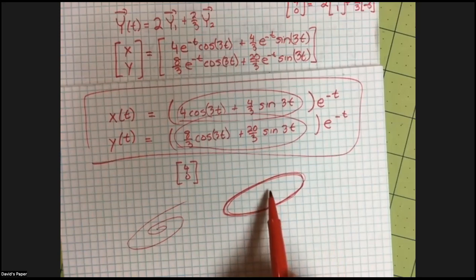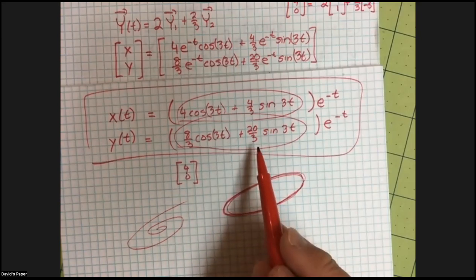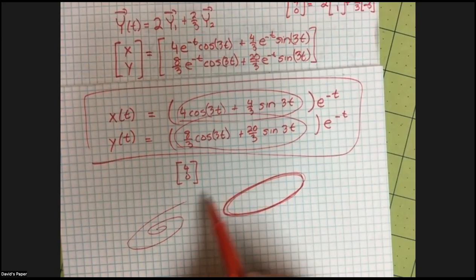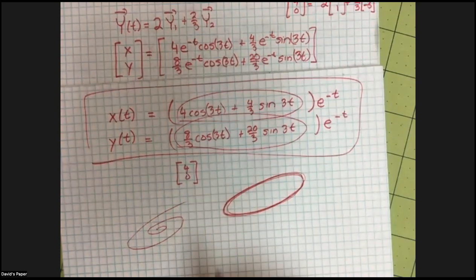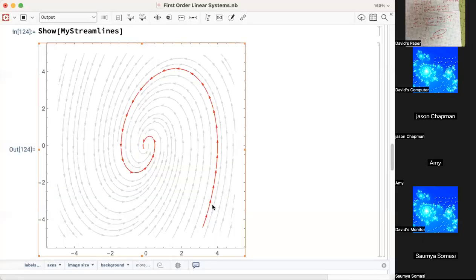Now, the problem is I don't know the orientation of the ellipse unless I do the calculations. So when I run the Mathematica page, I see the orientation of this decaying ellipse. And I'm going to assign this name to it. I'm going to call it a spiral sink, because I am sinking towards the origin along a spiral. That's exactly what I see here.